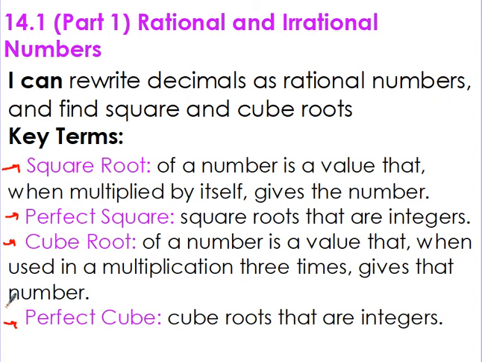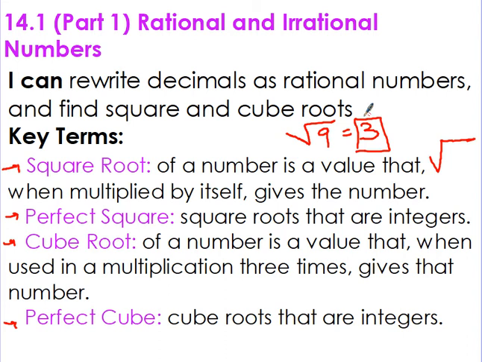Now, the square root of a number is a value that when multiplied by itself gives you the number. So what we mean by that, and the square root symbol we use is this. So that is the symbol used for a square root. If I were to ask you, what is the square root of 9? What is the value of the number that when multiplied by itself gives me 9? Well, the square root of 9 is 3, because 3 times itself equals 9.